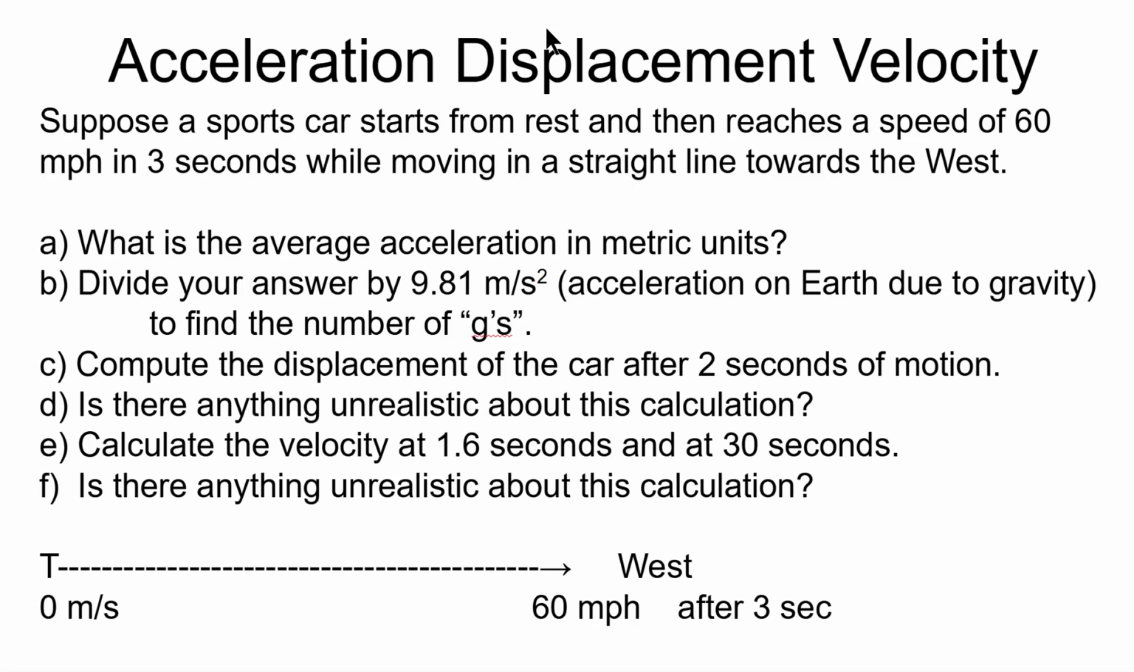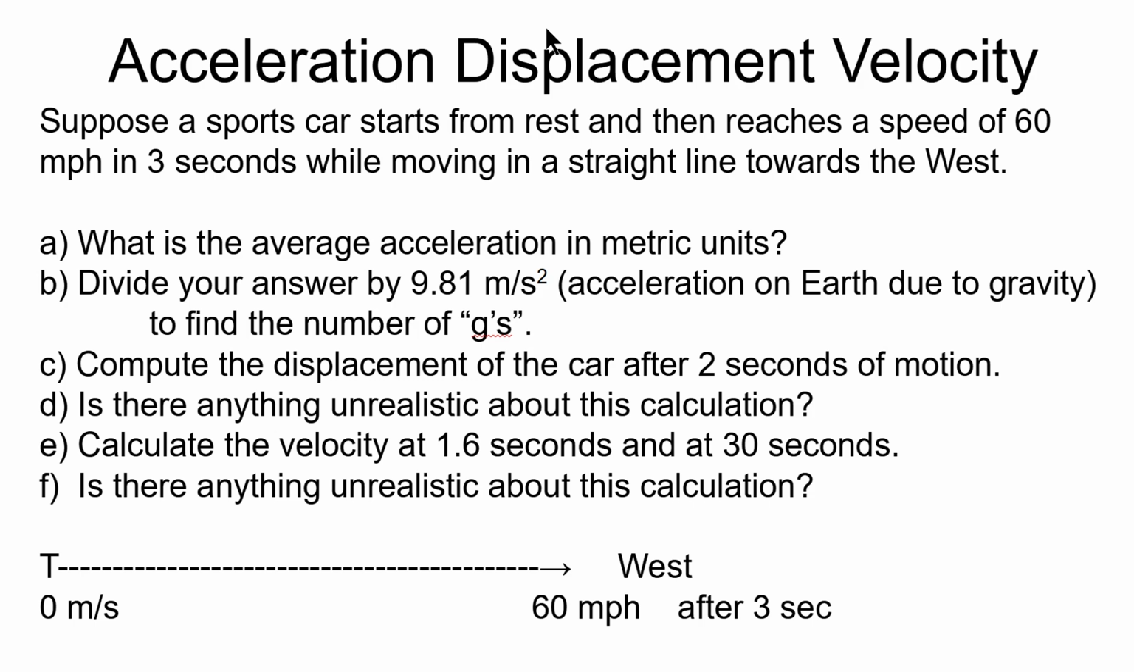This video is a sample physics problem in one-dimensional motion. We have a sports car that starts from rest. It reaches a speed of 60 miles per hour in 3 seconds and is moving in a straight line towards the west. The first thing is to calculate the average acceleration in metric units, and then find out how many, quote-unquote, G's this is by dividing by 9.81.